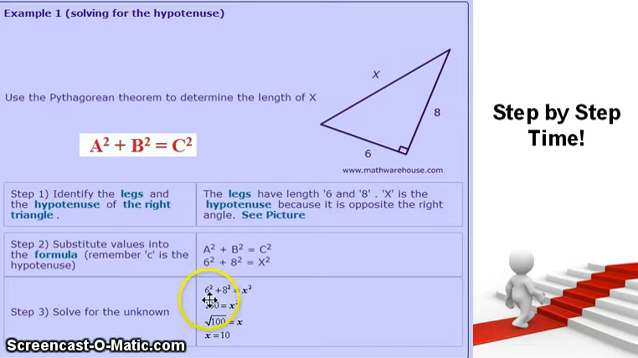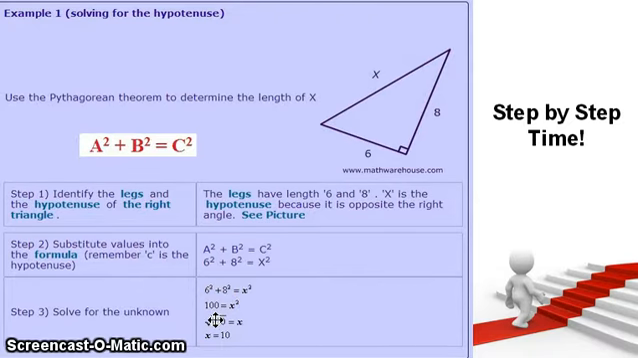But we do know that 6 squared plus 8 squared equals 100, because 6 squared is 36, 8 squared is 64. 36 and 64 equals 100. Hooray, we have our answer. No, we don't. 100 is not the answer, because that 100 equals x squared. This is where a lot of you are going to get this wrong. You stop at that point.